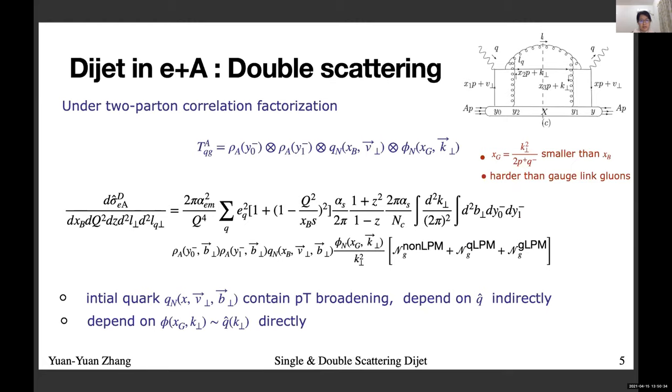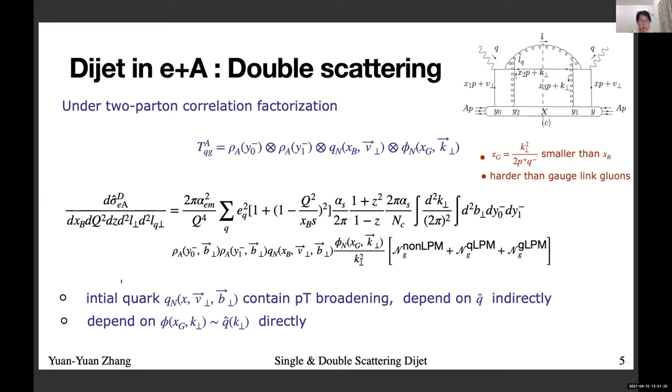And for the double scattering case, the hard splitting is induced by two scatterings. And under the two-parton correlation factorization, the quark-gluon correlation function in the dijet cross section can be factorized as the quark TMD PDF and a gluon TMD PDF. And for the longitudinal momentum fraction x_g of the medium gluon, it is smaller than x_B, but those gluons are harder than gauge link gluons. And the cross section for double scattering induced dijet can be written as here.